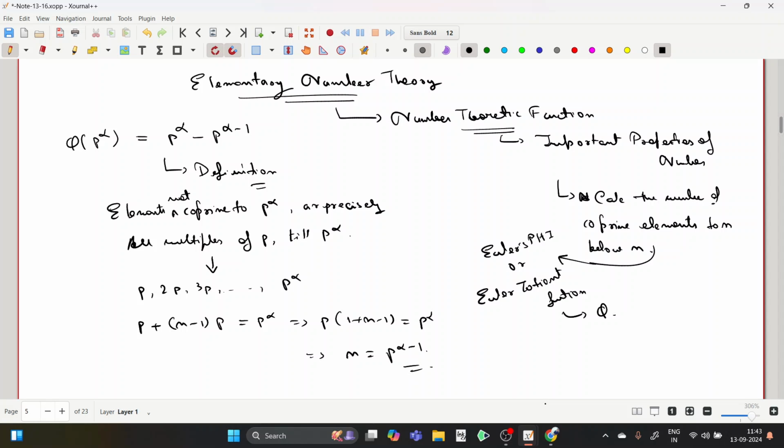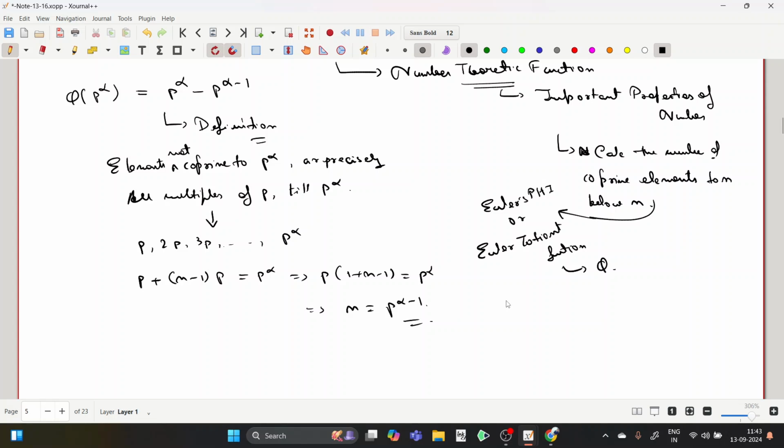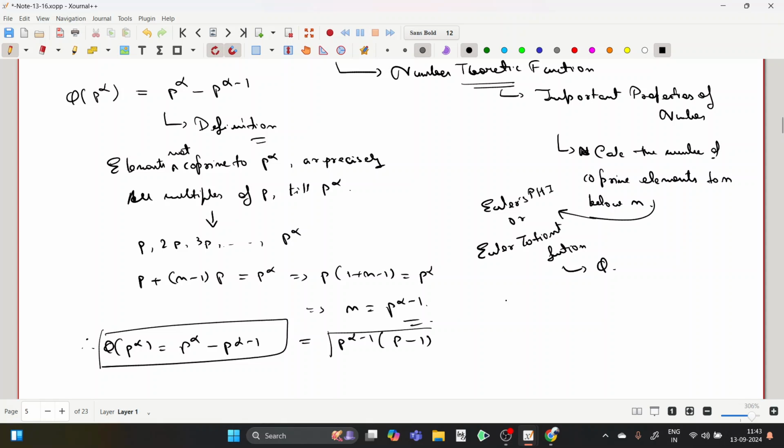Therefore, there are exactly p to the power alpha minus 1 elements which are not coprime to p to the power alpha, and till p to the power alpha we have p to the power alpha integers. So the elements which are coprime should be exactly p to the power alpha minus p to the power alpha minus 1. We take the total number of integers till p to the power alpha and subtract the number of elements which cannot be coprime to p to the power alpha, and we have our result. Sometimes it's also denoted as p to the power alpha minus 1 times p minus 1; these are exactly the same.